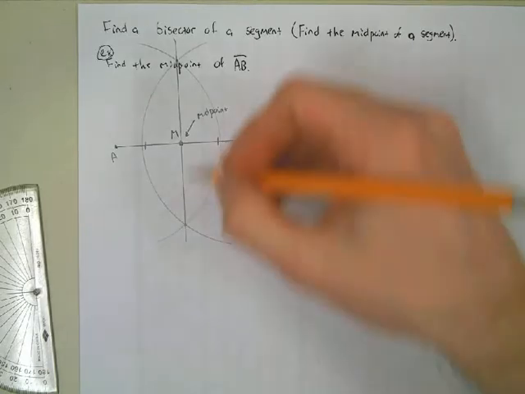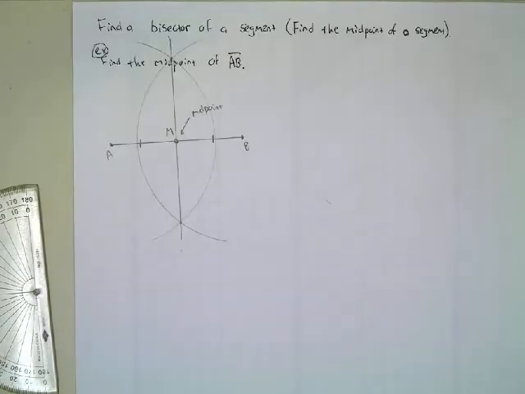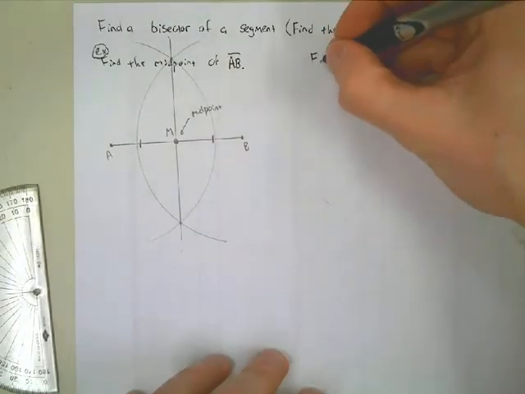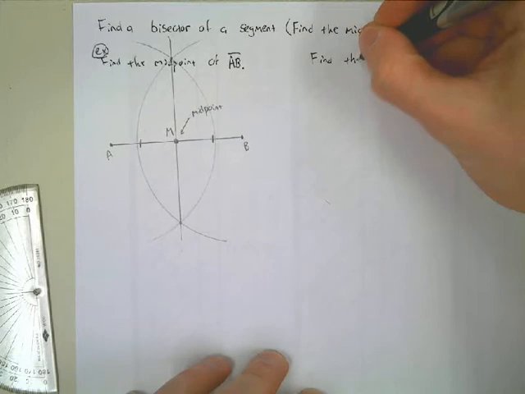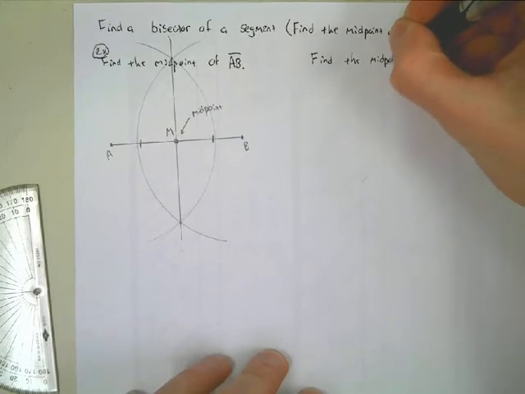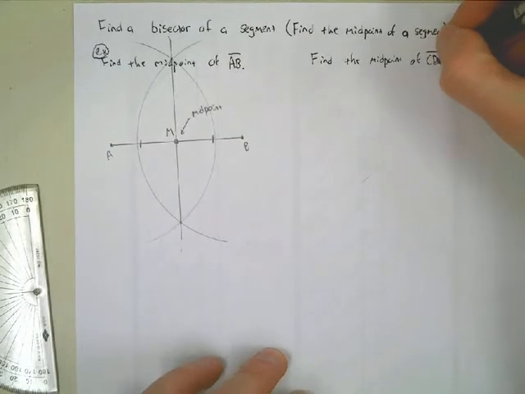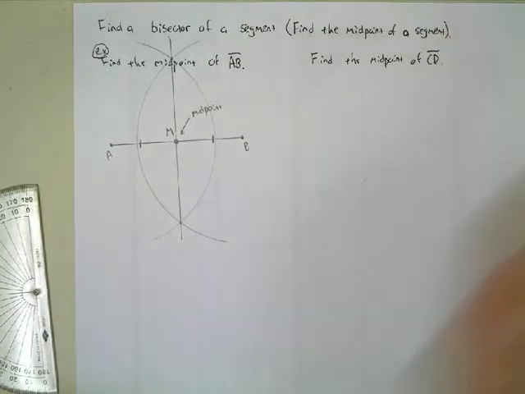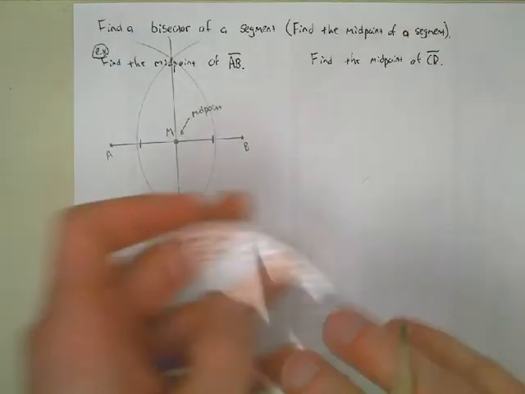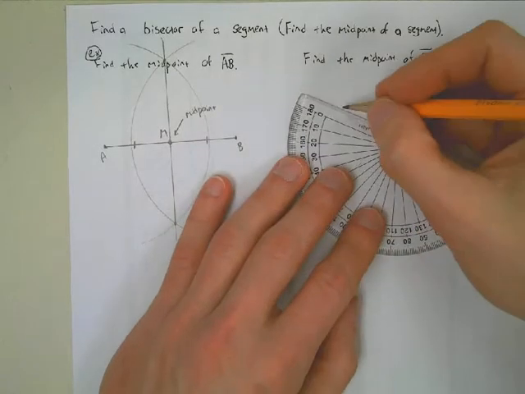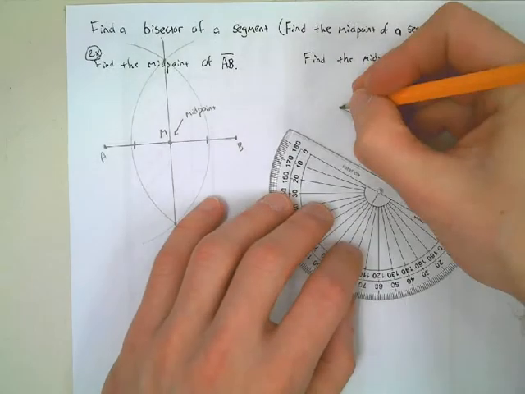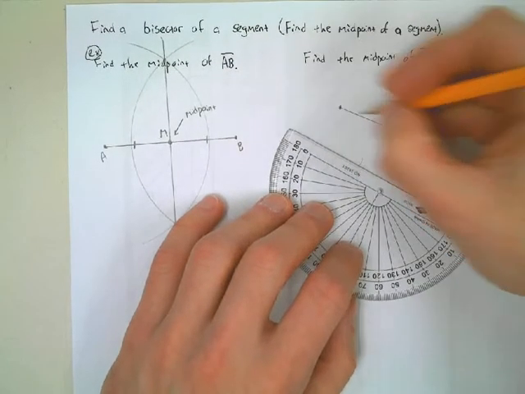I'm going to have you do one real quick on your own. I want you to find the midpoint of segment CD. So I'm going to draw a segment here. I'm going to draw mine kind of crooked just because it's more interesting that way sometimes. CD, go ahead, find the midpoint. I'll do mine real quick and then I'll walk around and help.